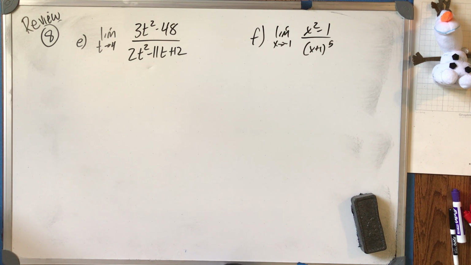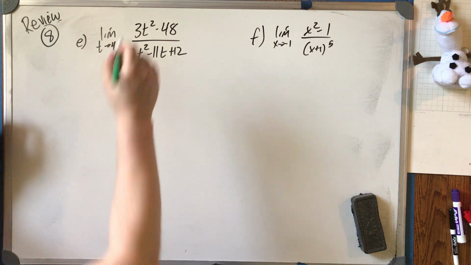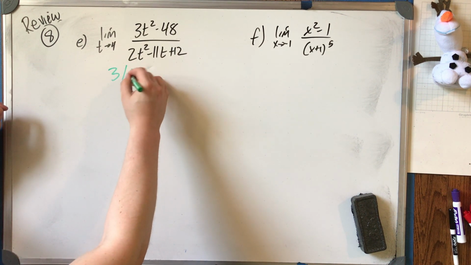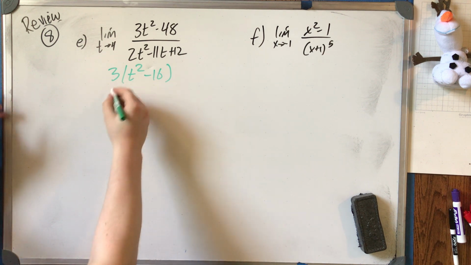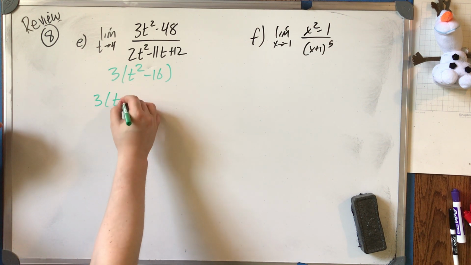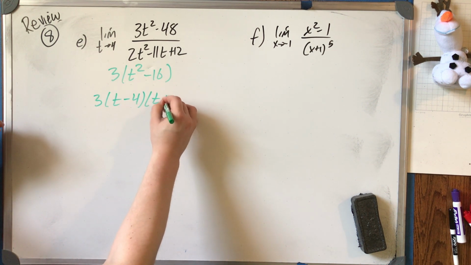Okay, for E, tried direct substitute, did not work out. So I'm going to try to factor next. So I'm going to factor out a 3 there. That will give me t squared minus 16. So let's actually just keep factoring that. That's going to be t minus 4, t plus 4.